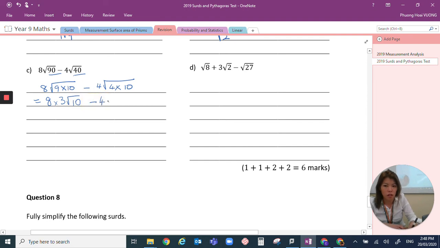square root of 4 is 2, now we have the square root of 10, so now we have 24 square root of 10 minus 4 times 2 is 8 square root of 10. Now we have 24 minus 8 is 16 square root of 10. And we are done.